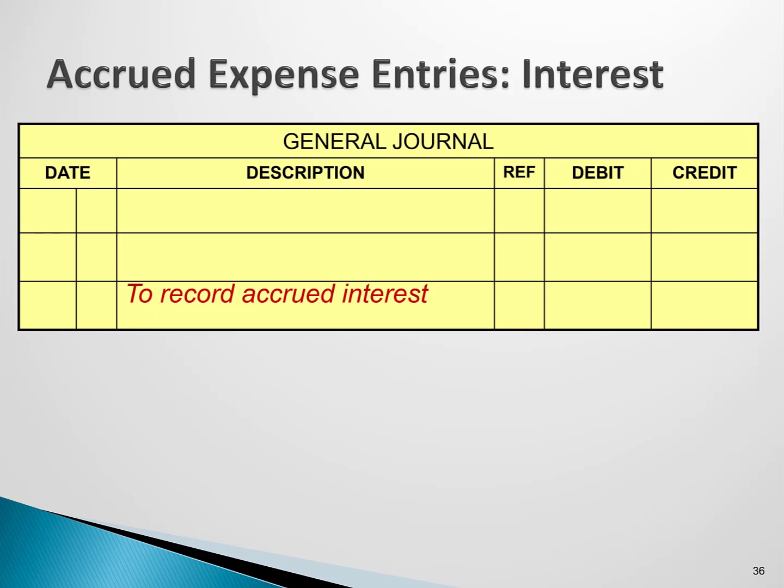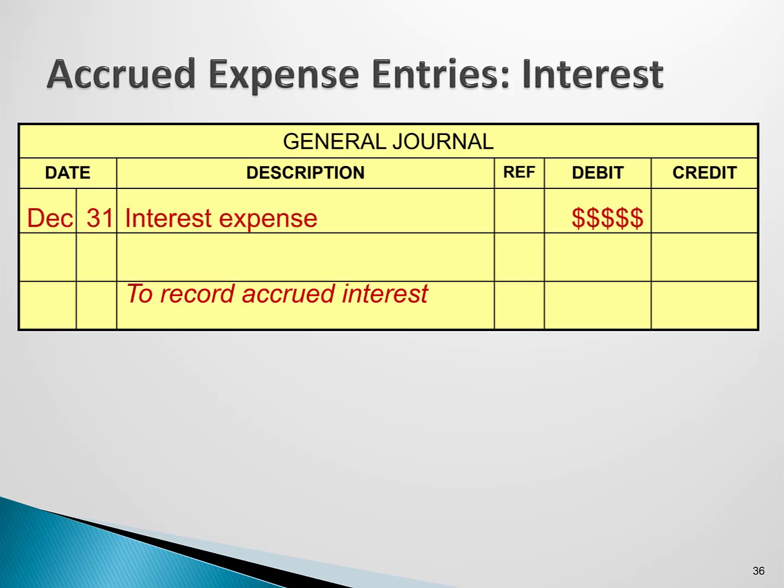However, at the end of the accounting period, such as the end of the year or end of the quarter, any interest that is accrued must be recorded. Remember, accrued just simply means something is accumulated but has not yet been paid, in this case, interest expense. So we're assuming that it's the end of the year, so the date would be December 31st.